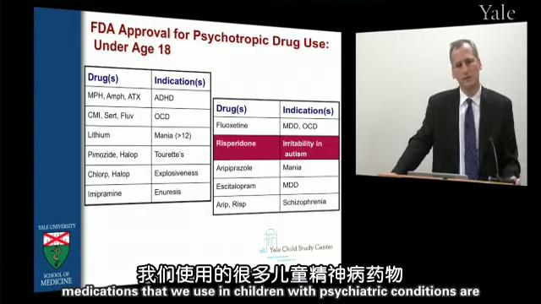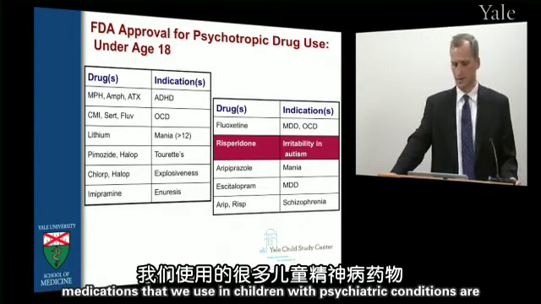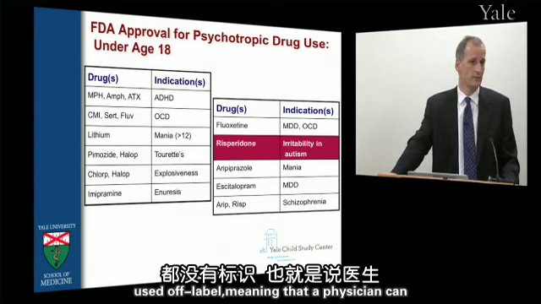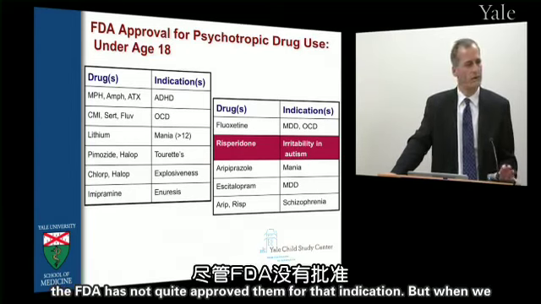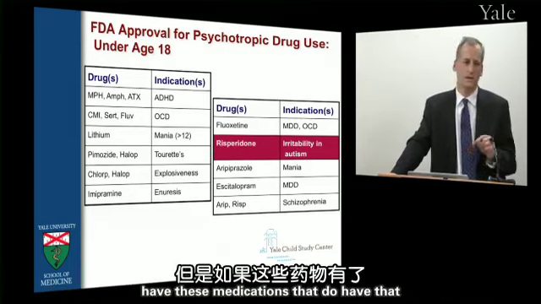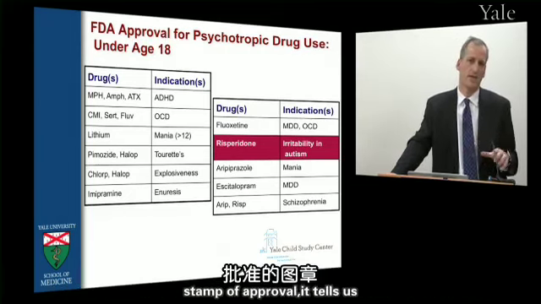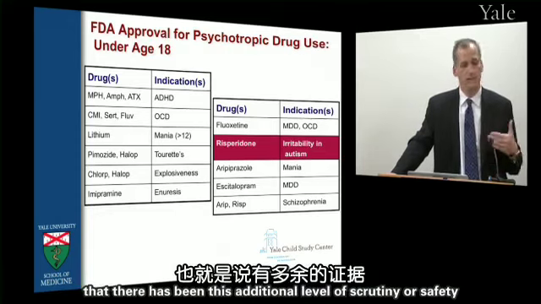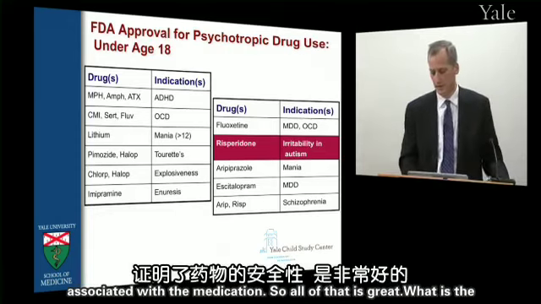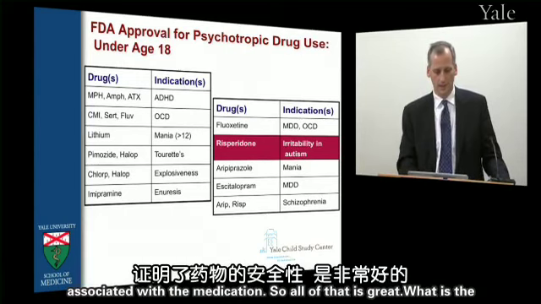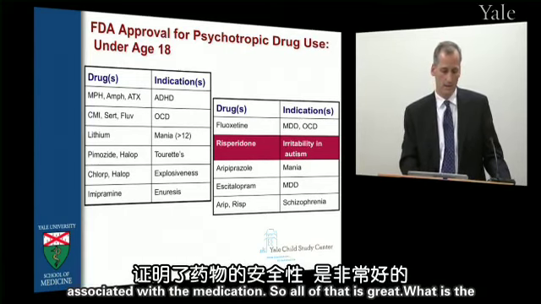Most of the medications that we use in children with psychiatric conditions are used off-label, meaning that a physician can prescribe them even though the FDA has not quite approved them for that indication. But when we have these medications that do have that stamp of approval, it tells us that there has been this additional level of scrutiny of safety associated with the medication. So all of that is great.